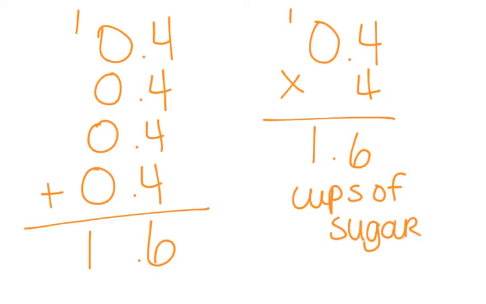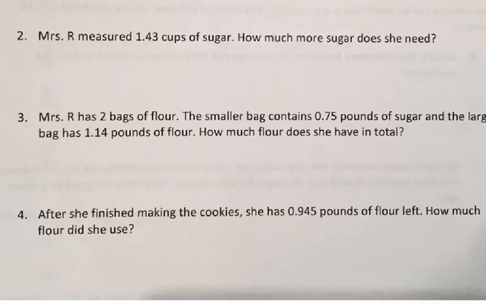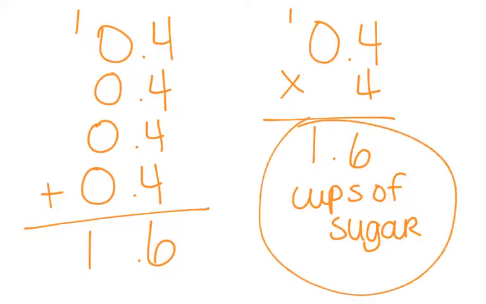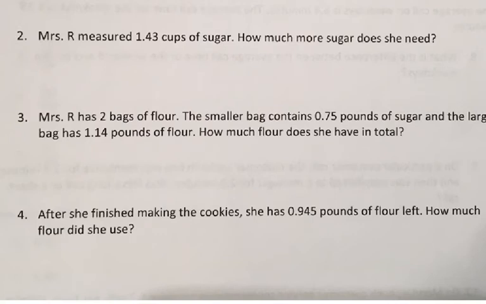Okay? All right, let's go ahead and look at number 2. Number 2 says that Mrs. R measured 1.43 cups of sugar. How much more sugar does she need? So we're going to need our number from number 1, which was 1.6 cups of sugar. I measured out 1.43. How much more do I need?